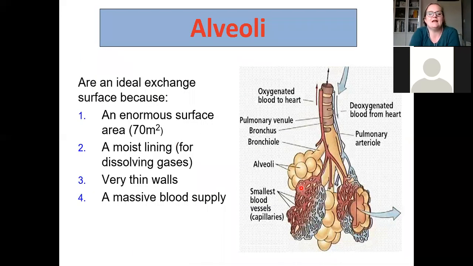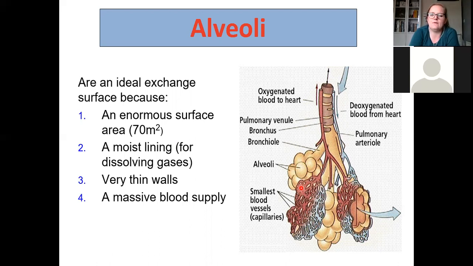They've got a moist lining for dissolving gases. Basically, the way that the lungs work, if they were dry, it wouldn't work. They wouldn't work fully. So those gases need to dissolve, and the way that our body works, we need it to be moist. We need there to be that mucus in there as well. That mucus doesn't just trap pathogens; it also helps gas exchange. We need that sort of concentration gradient.